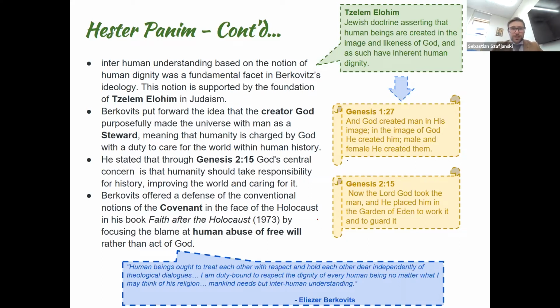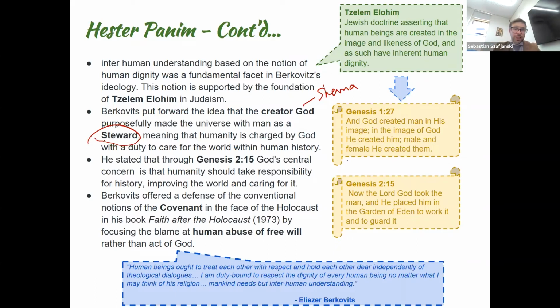Berkovitz put forward the idea that a creator God, once again linking back to the Shema, that idea of that creator, benevolent, single God, with man as a steward, which is a possible link for you to environmental ethics if you want to link your Holocaust theology there, meant that humanity was charged with the duty of care for the world within human history. So that means not just the world, but people as a whole.